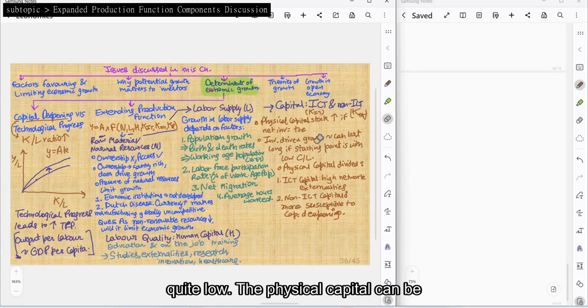The physical capital can be divided into ICT and non-ICT capital. In ICT capital, there are high network externalities. By high network externalities, we mean that it is less susceptible to capital deepening, while non-ICT capital, regular equipment, is more susceptible to capital deepening.